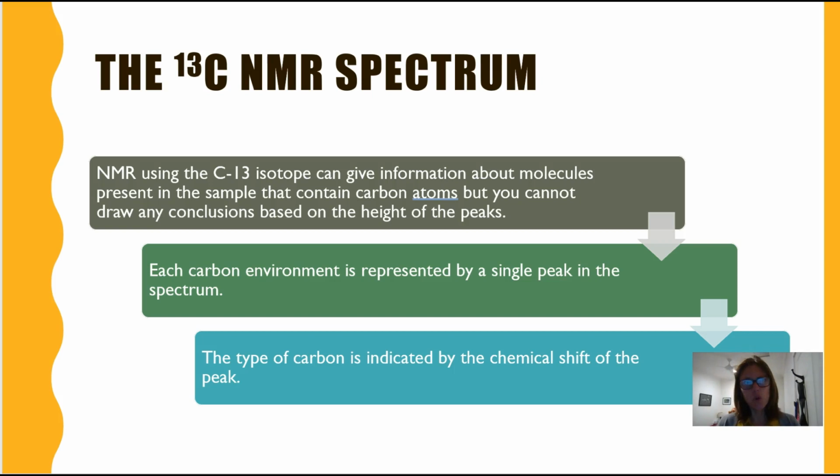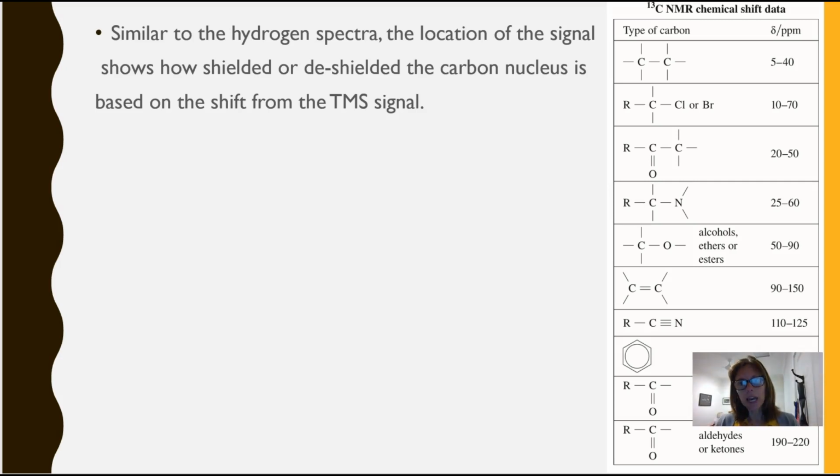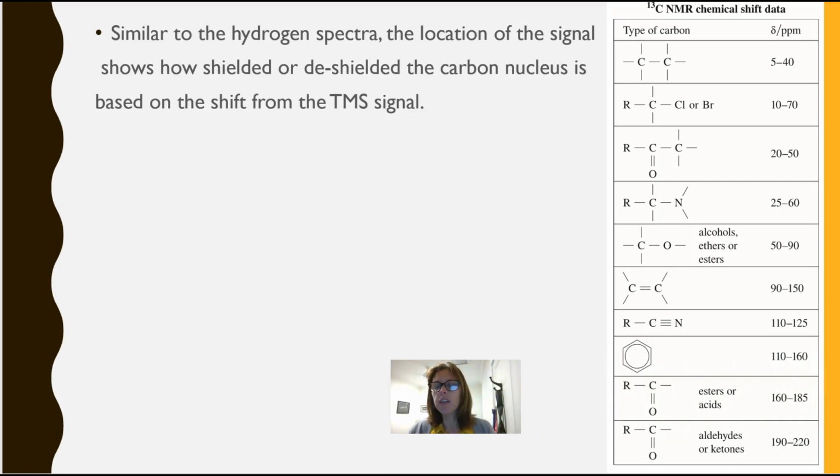Every carbon environment, and we've talked about the chemical environment already in a previous video about the chemical environment of the hydrogens and the carbons, so that's obviously still relevant here. Each carbon environment is represented by a single peak, and the type of carbon that we have will be indicated by the chemical shift that we're going to see. Now, looking over here on this table, this is what you're provided with in your data sheet that you will get in the exam. So this is something that you don't need to learn off by heart, but certainly how to apply it.